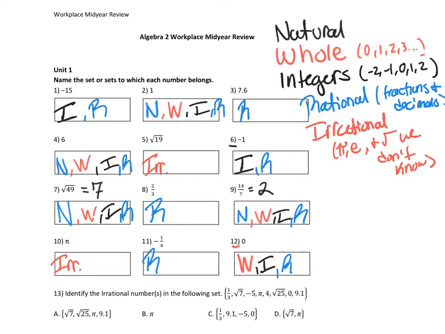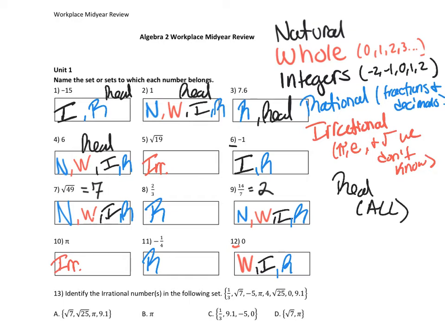And then finally, our biggest group is real numbers, and that is everything. All numbers are real, so we can add real to all of the numbers. Everything is real.